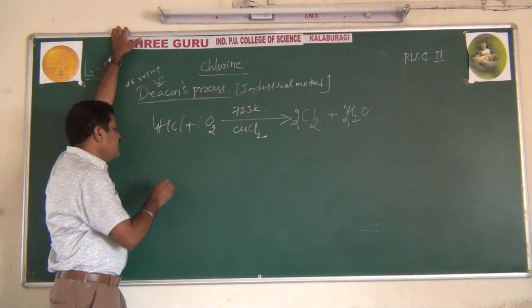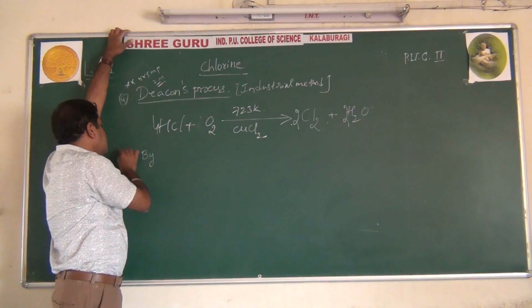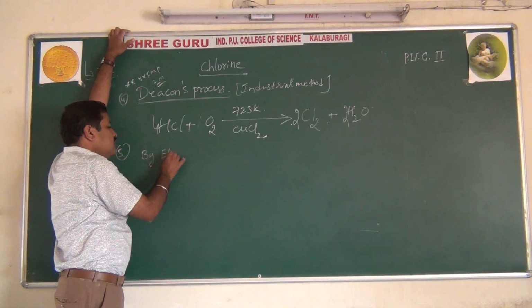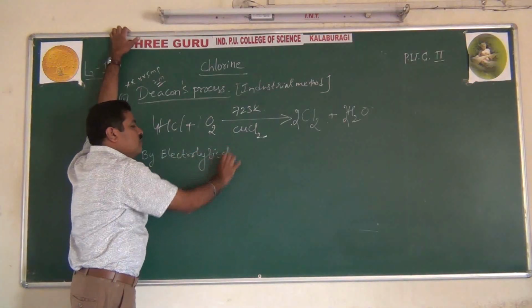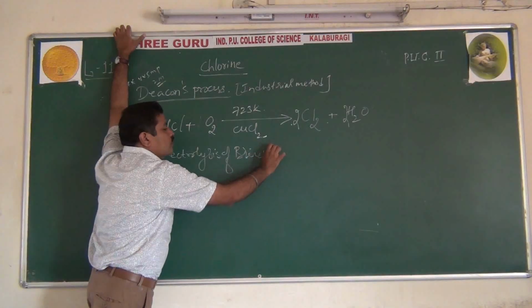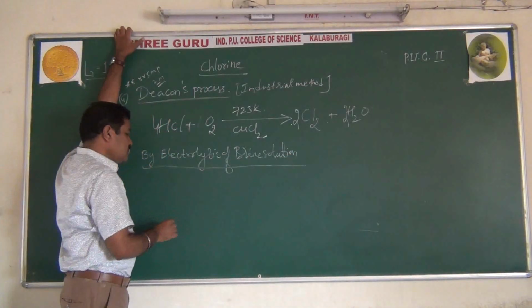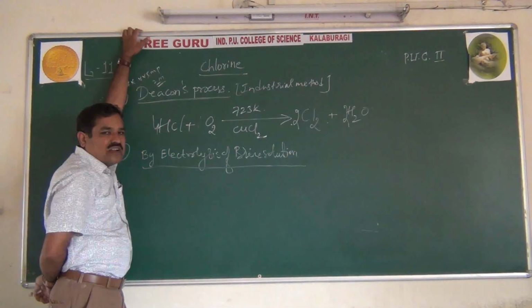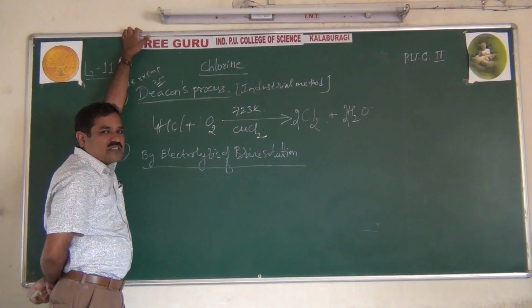Okay? Right. And lastly, by electrolysis of brine solution. What is this brine solution? I already know. It is called as 10% saturated aqueous solution of sodium chloride. It is called brine solution.